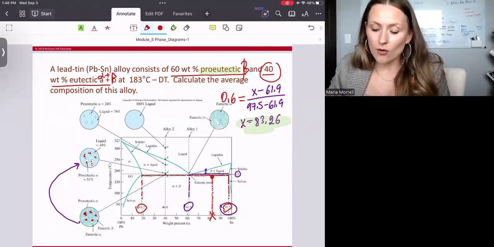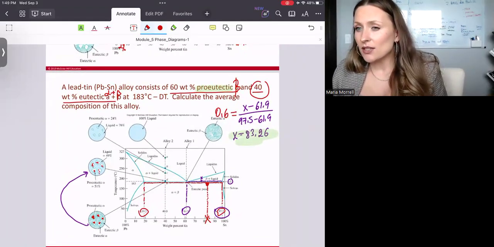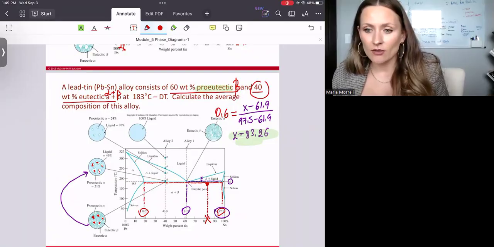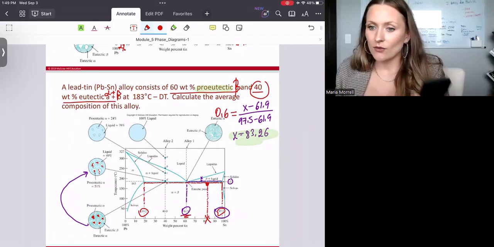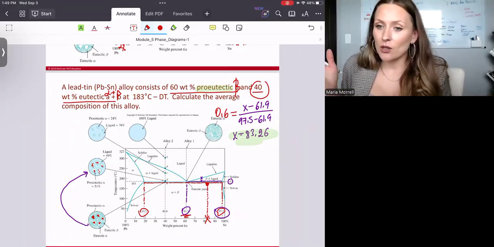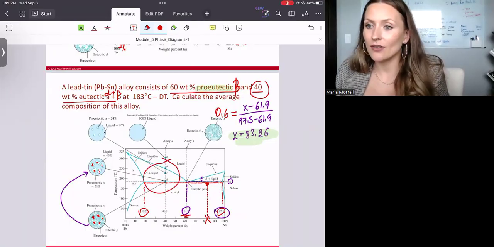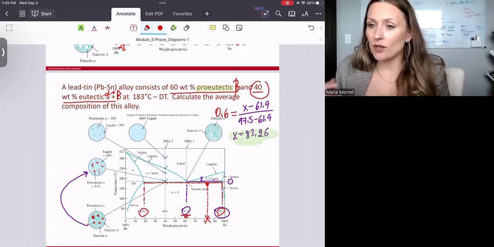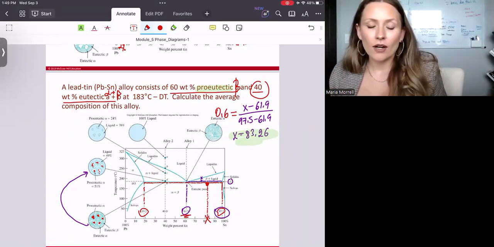And this is how you approach a problem like that. Well, perhaps it is good to pay attention to the number that you got, right? Your number had to be above this 61.9, because otherwise it wouldn't make sense. If you were anywhere below 61.9, you would be dealing with proeutectic alpha, meaning that you made a mistake in math.